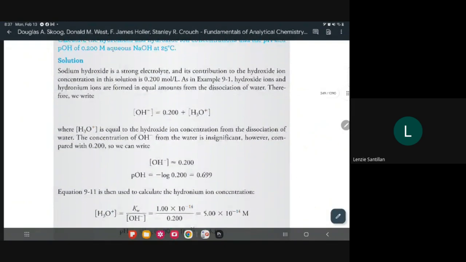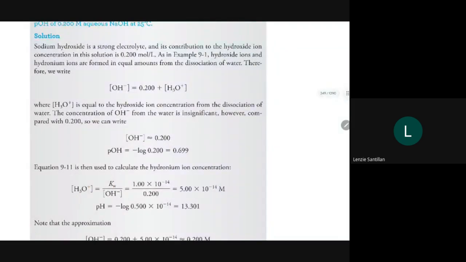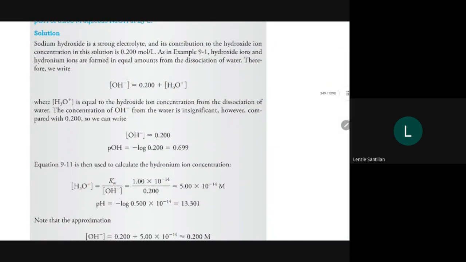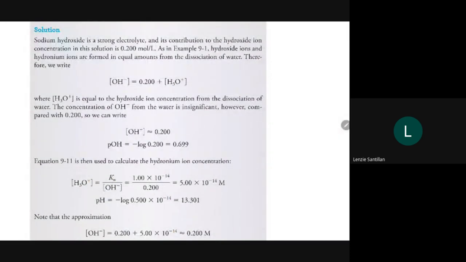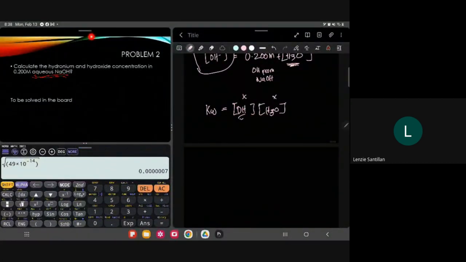Okay. So, where H3O is equal to hydroxide ion, ito yung sinasabi, equivalent kasi sa OH ang H3O from the dissociation of water kasi parehas lang sila ng amount because water dissociates completely. Okay? The concentration of your OH from the water is insignificant, however, compared to 0.200, so we can write. Okay. Guys, bakit insignificant sa water? Yung OH sa water. Guys, kasi imagine ninyo ha, yung water natin, na-solve natin to kanina, tama? So, 1.00 times 10 raised to negative 14. This one is 1.00 times 10 raised to negative 14.